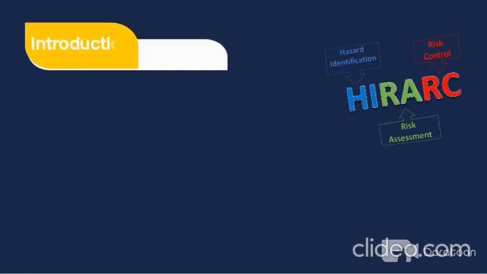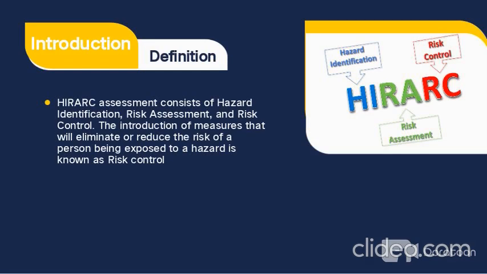So, what is hierarchy assessment? The hierarchy assessment is an activity that consists of the hazard identification, risk assessment, and risk control. Usually, the introduction of measures that will eliminate or reduce the risk of a person being exposed to a hazard is known as risk control.